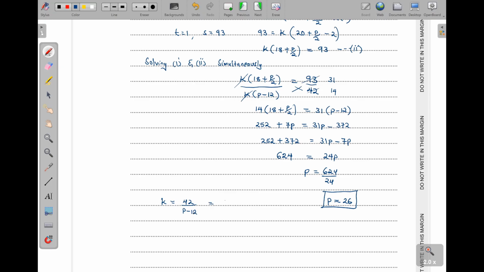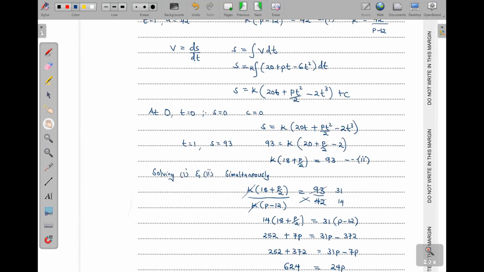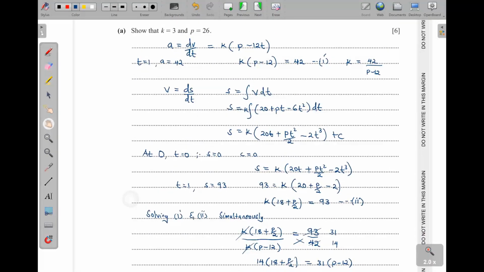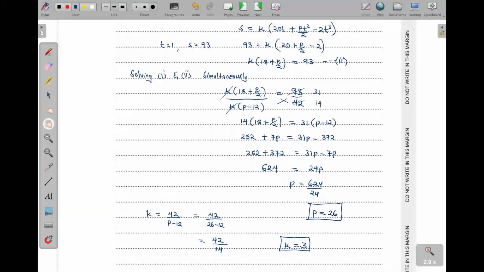So this is 42, then out of 26 minus 12. 26 minus 12 is actually 14. And 14 goes into 42 3 times. So that means k is equal to 3. So this is what they wanted us to prove here. K is 3, then p is 26.